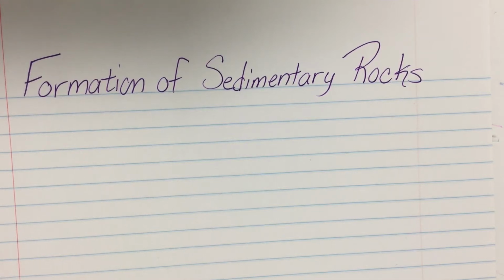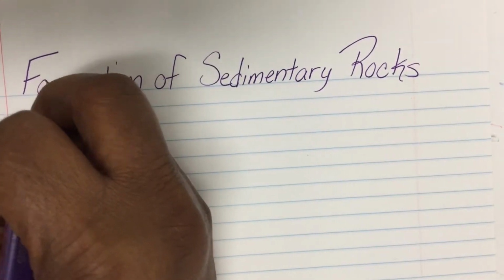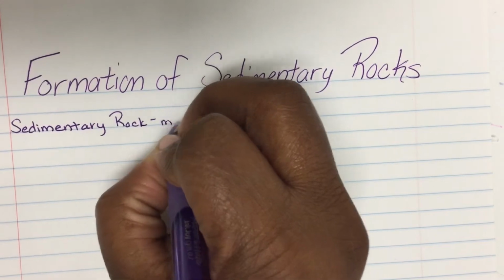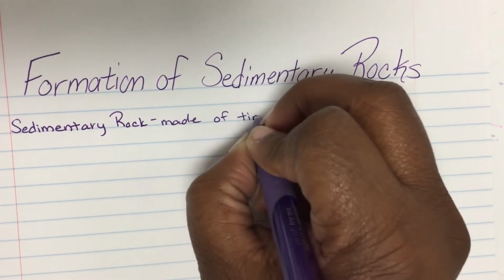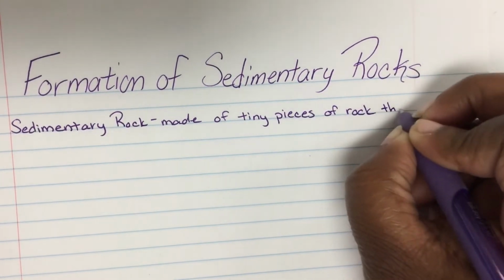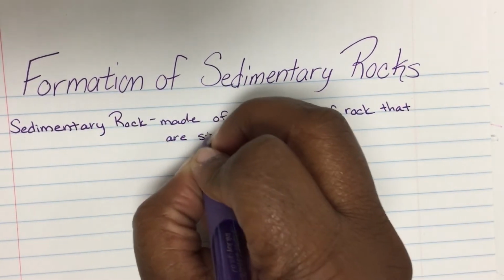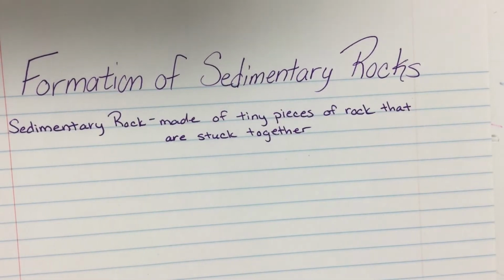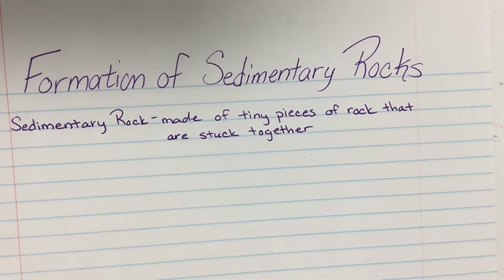Okay, we're talking about the formation of sedimentary rocks. First thing you need to know is that sedimentary rocks are made of pieces, tiny pieces of rock that are stuck together. These tiny pieces of rocks are called sediment.